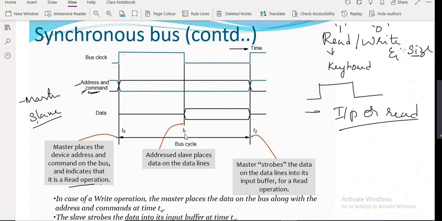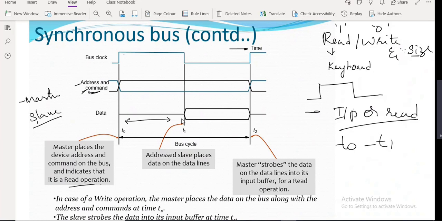Now at time t1, what happened? At time t1, you need to understand what happened between time interval t0 to t1. Okay, t0 to t1 is called the propagation delay. Whatever data, I mean address and command, is placed on the line, it will take some amount of time to reach that particular device.